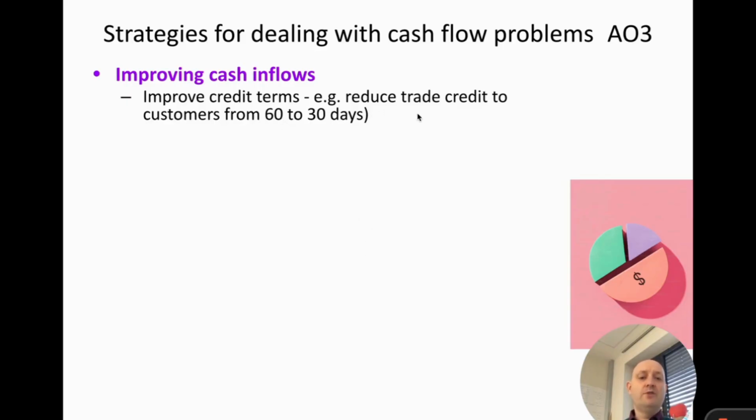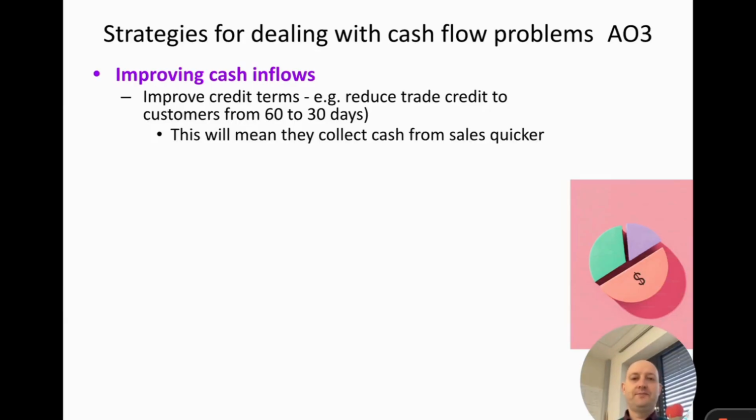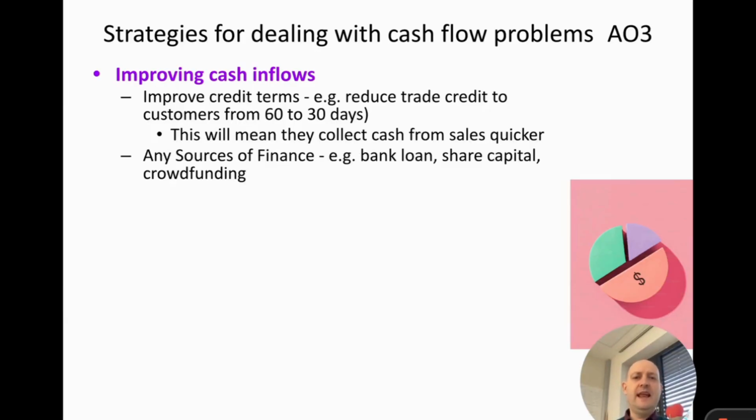So here we might reduce the trade credit we give to customers. For example, if we give them 60 days, maybe we only give them 30 days. If we give them 30 days, maybe we don't give them any trade credit at all. That's going to improve our cash flow. Of course, we might end up losing some customers. Some customers might say, well, we're going to go to another company who does give us trade credit. So that's one of the possible downsides. But it does mean that they collect cash quicker from their customers.